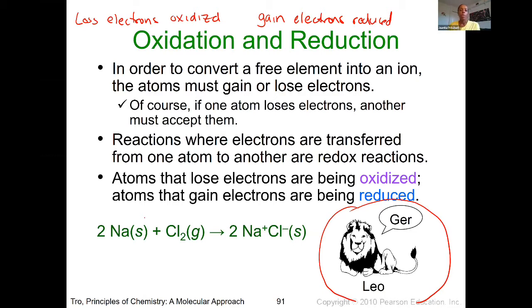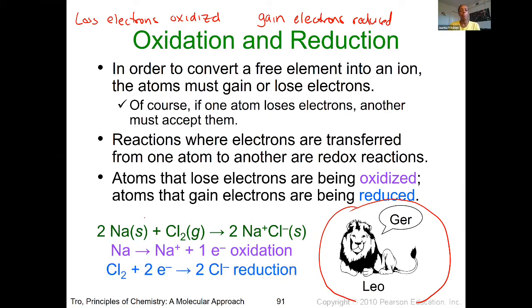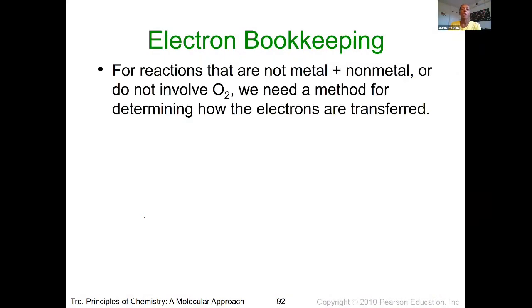And chlorine went from having no charge at all, and then it gained some electrons, so it took on a negative charge. So it gained electrons, which means it's reduced. And so they come in pairs. If something's being oxidized in a reaction, something is being reduced. Okay. All right, so how do we track this?